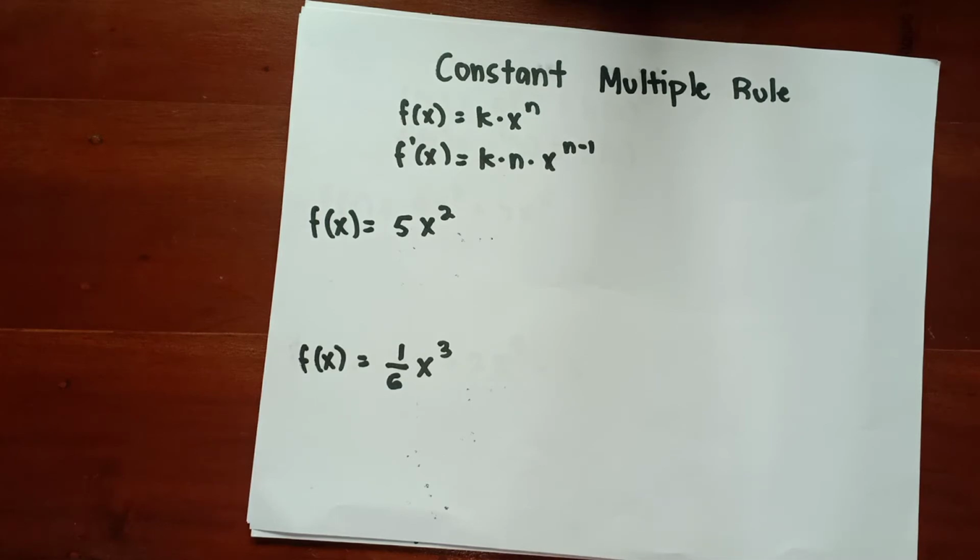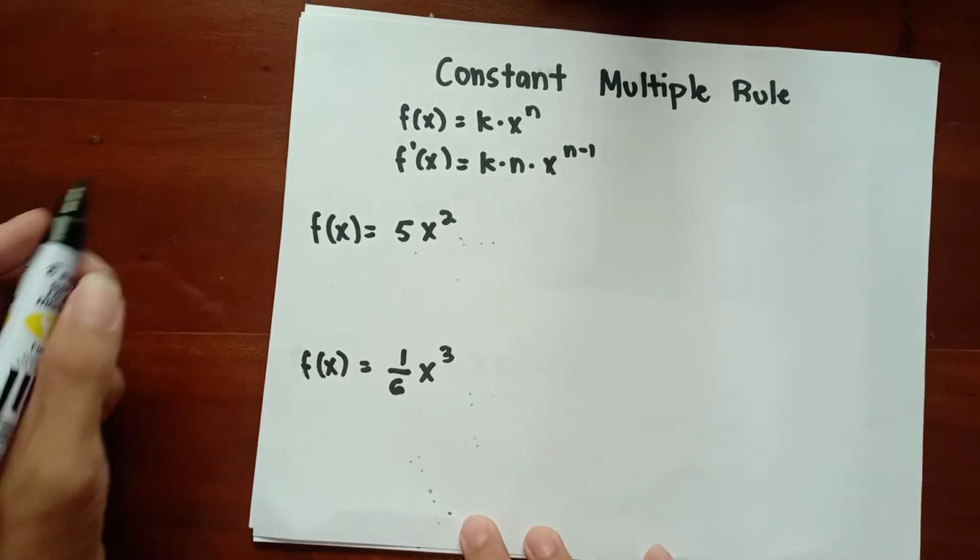So we have here two examples also. First, f of x is equal to 5x squared.